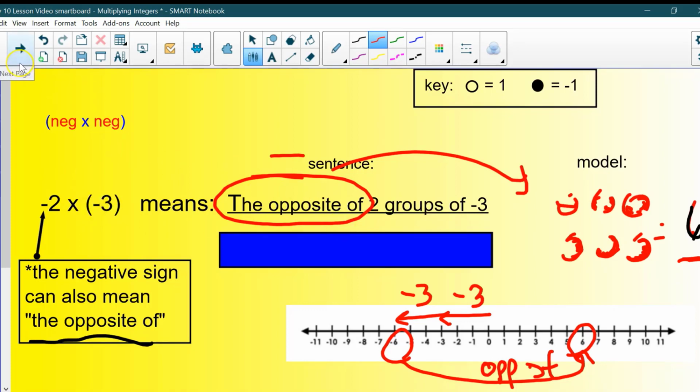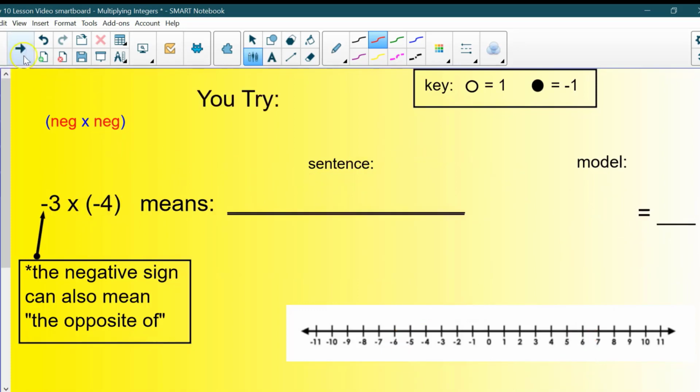All right, you ready to try one on your own? Yes, you are. Of course you are. So now do yours. -3 times -4. Write the sentence using the opposite of. Do the model with the counters and the number line and make sure you write your answer. So you're going to pause, do the work, press play, and then you'll get your 2 quiz questions. Go ahead and pause.